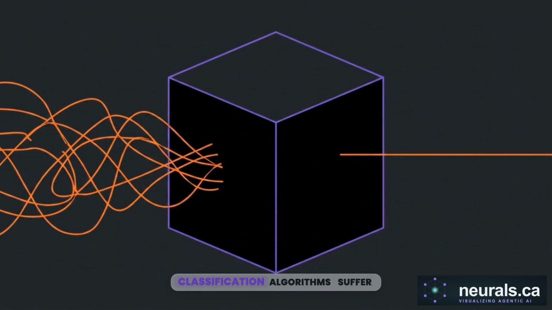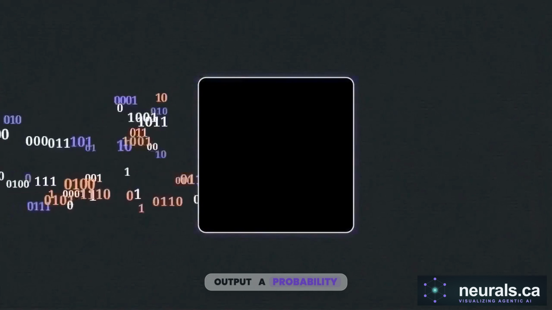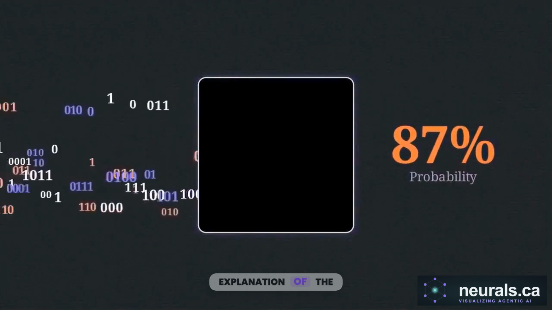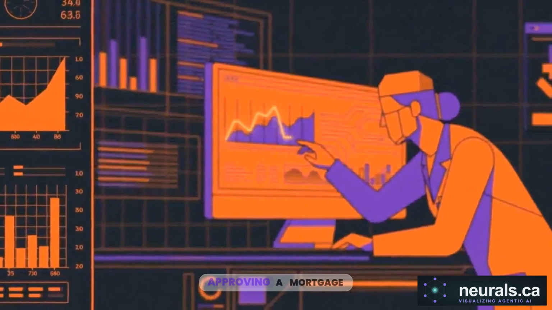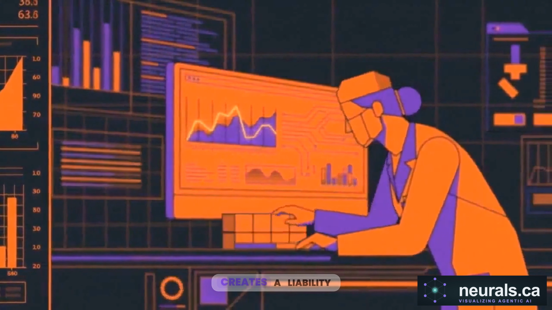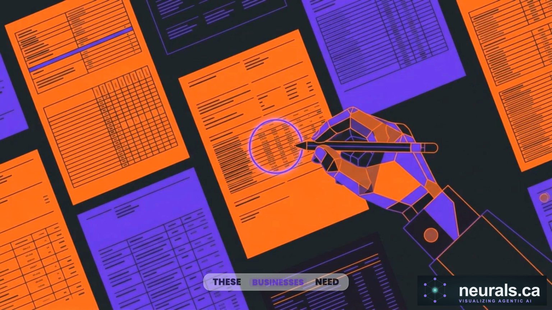Many modern classification algorithms suffer from a black box problem. They take data in and output a probability, often without an explanation of the underlying logic. For a hospital deciding on a treatment, or a bank approving a mortgage, a hidden calculation creates a liability. These businesses need to audit exactly why a specific decision was made.